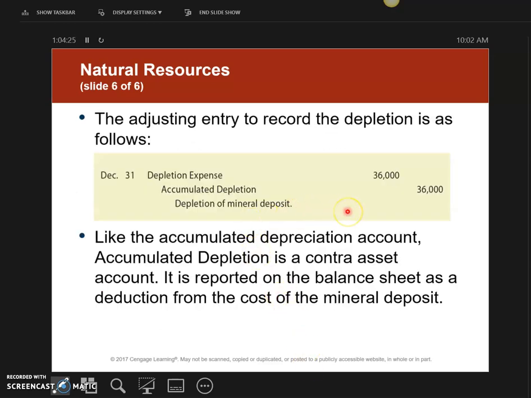So here's what my journal entry would look like. It's just called depletion expense instead of depreciation, and accumulated depletion is also a contra asset. That concludes this portion of the video.